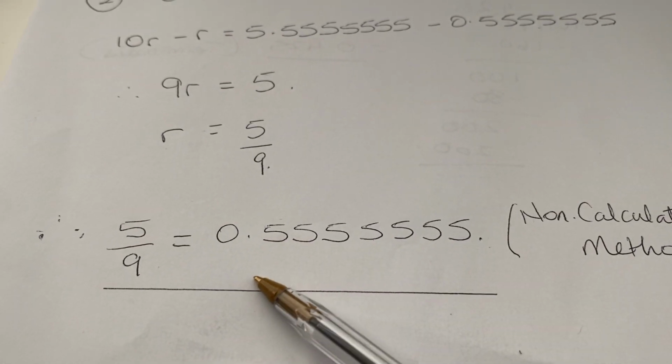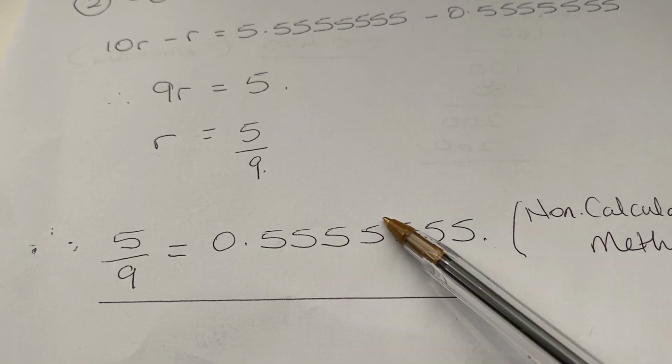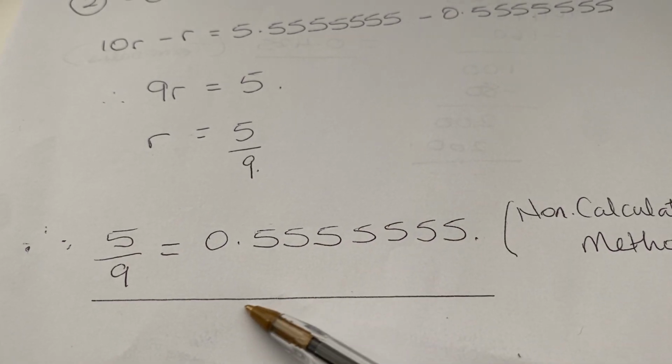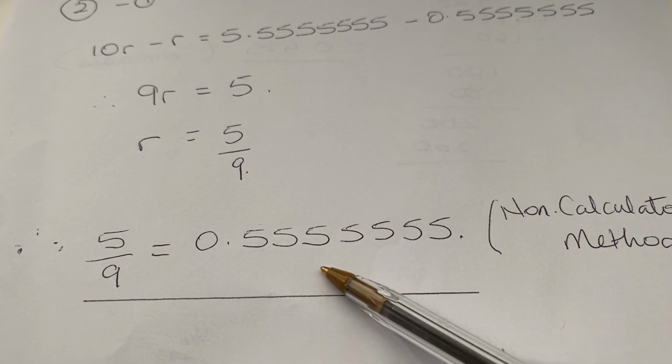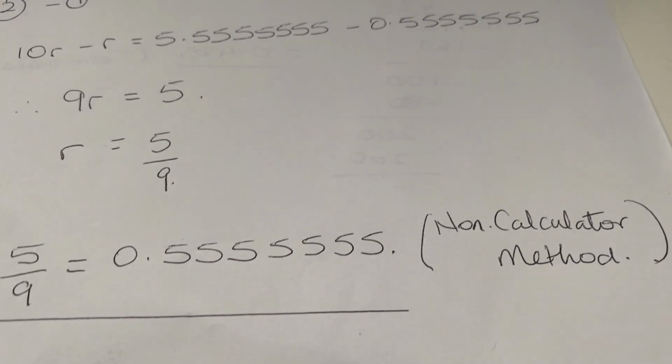so 5 over 9, our fraction, it will recur. So you will have 0.55555. Okay, that is our first part. So let's go on to the second. What I have for you today. So our next example.